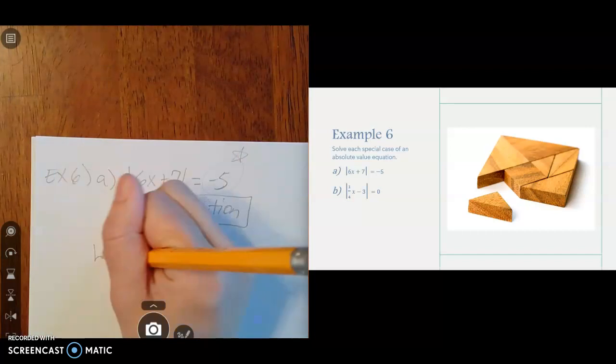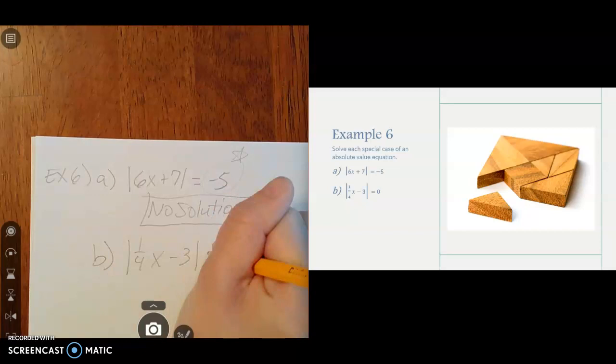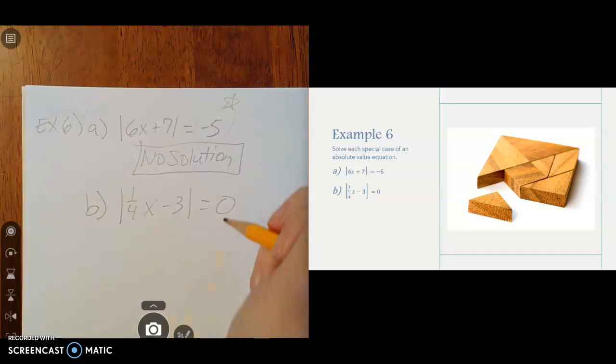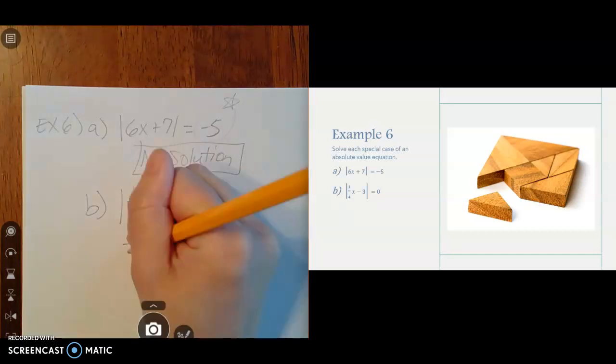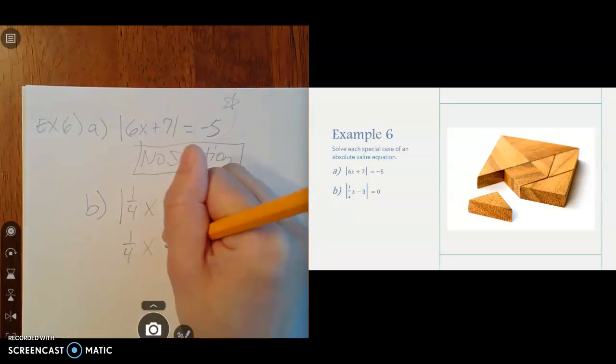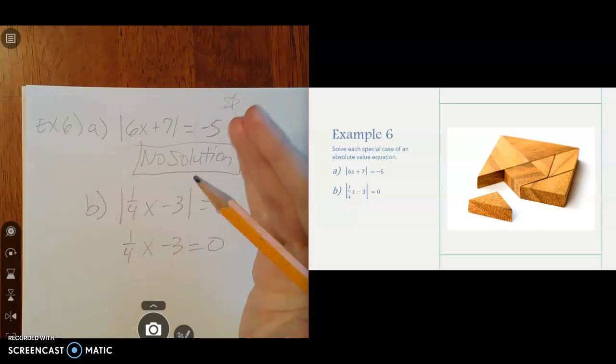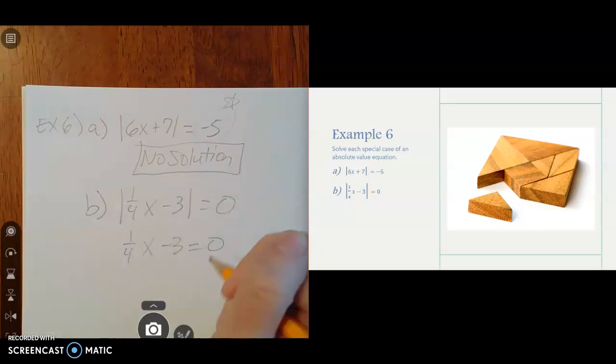In B, I've got the absolute value of 1/4 x minus 3 equals 0. So 0 should be a small red flag, nothing too terrible. But with the absolute value equal to 0, there's only one option. You're not going to have two different choices. So we're only going to have one equation: 1/4 x minus 3 equals 0. The only way to get 0 from an absolute value is to put 0 in. Then we'll solve our one equation.